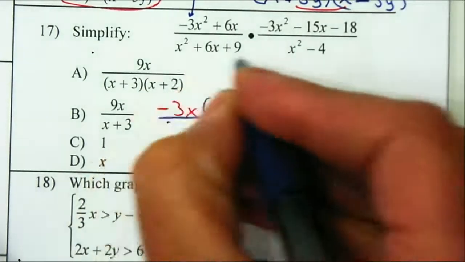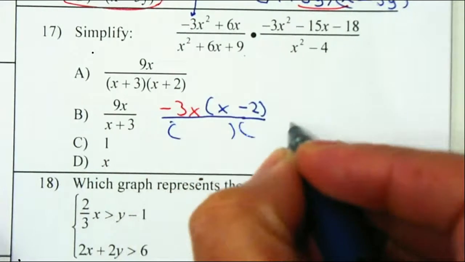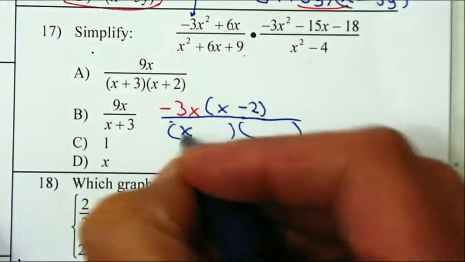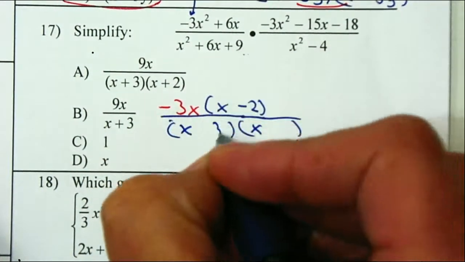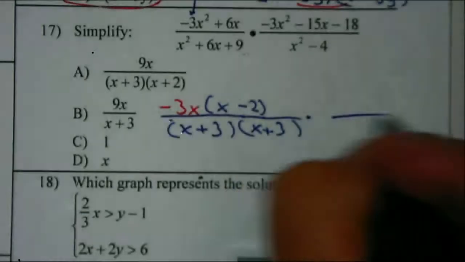Denominator. Can I factor anything out? No. Double parenthesis. Factors of x squared will give me x and x. Factors of 9 will give me 3 and 3, and they both should be positive. Multiply by.